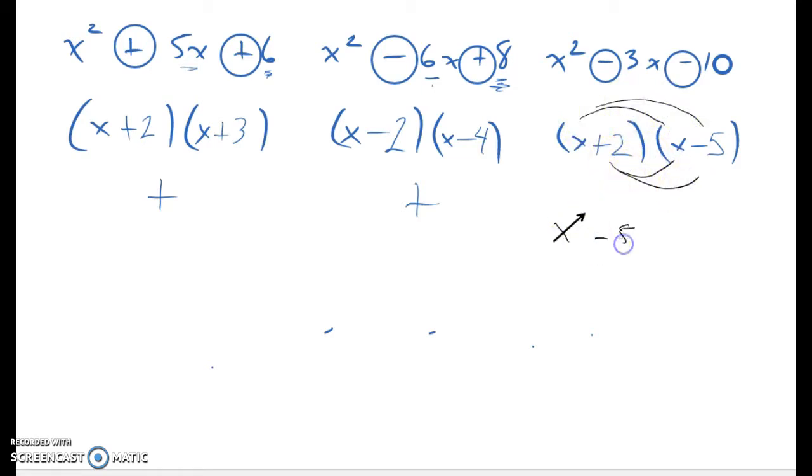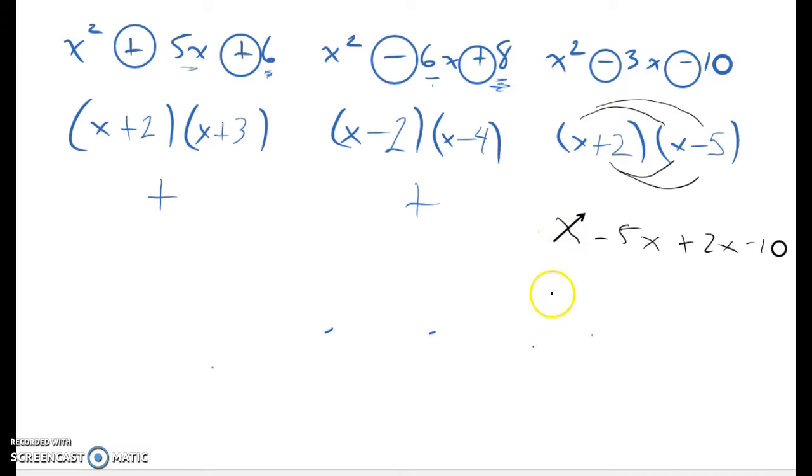X squared minus 5. Why did it do that? Plus 2x minus 10. This tablet is possessed. Oh, now it doesn't erase. That is so annoying. Okay, let's just pretend like that arrow is not there.